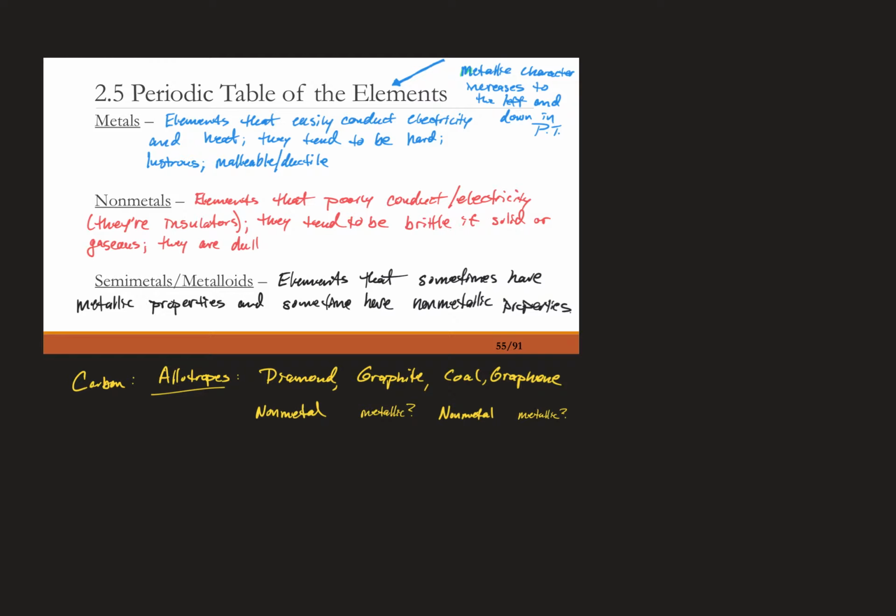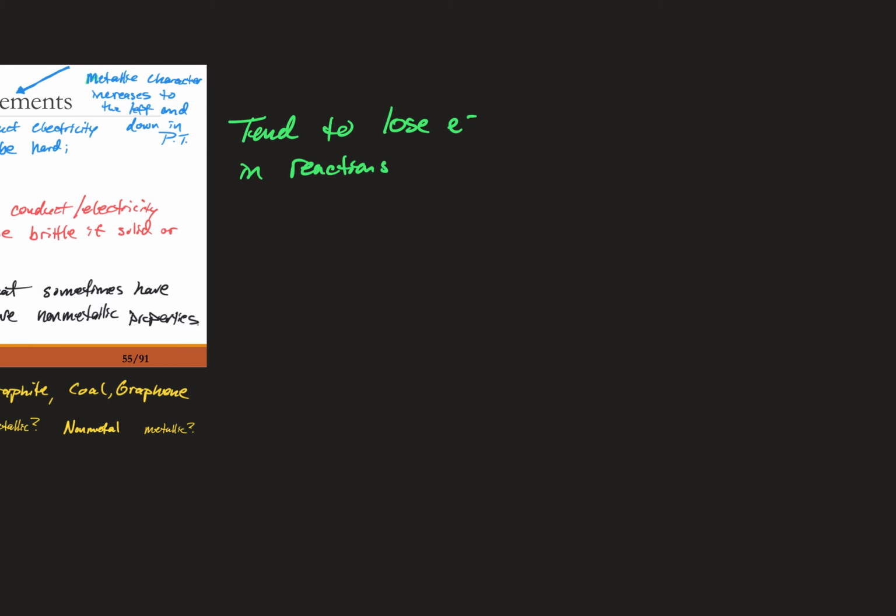And actually, that reminds me, I should add in here something about their chemical properties, because that was all physical. Metals, I'm going to state here, these tend to lose electrons in reactions. In other words, they become cations.